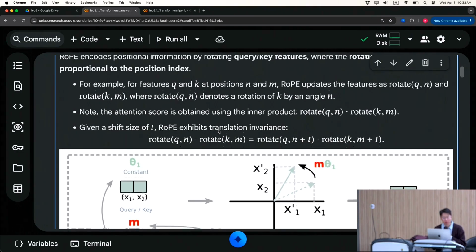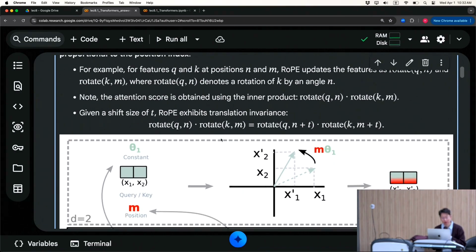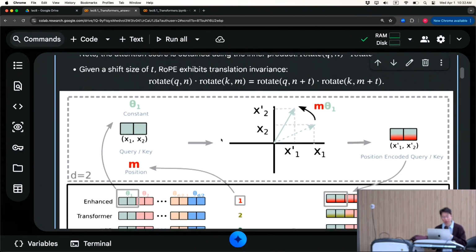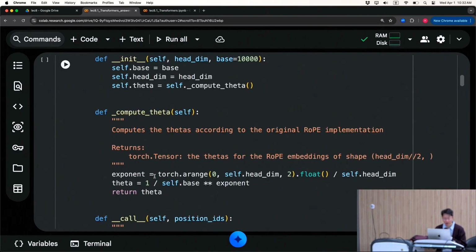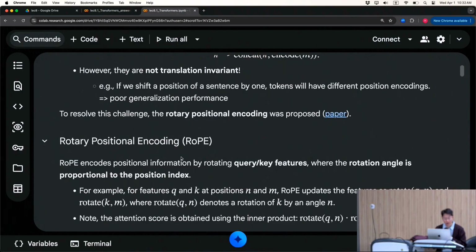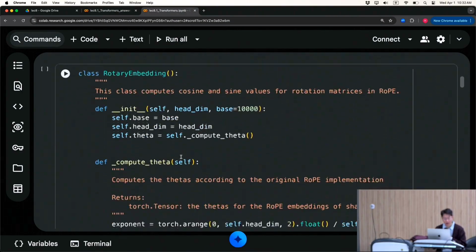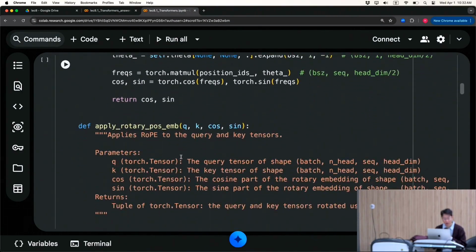So this happens before we take the dot product. We receive some input, compute the query, key, value, and rotate these query and key by something that's proportional to the token index and proportional to the feature index. Okay, so that's the idea. Is there something you guys implement?